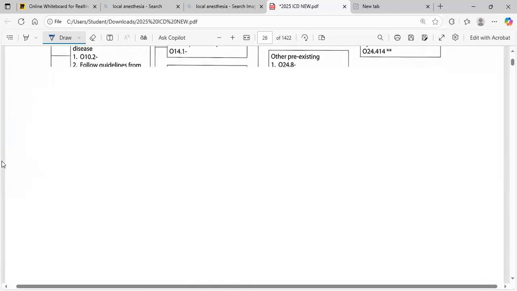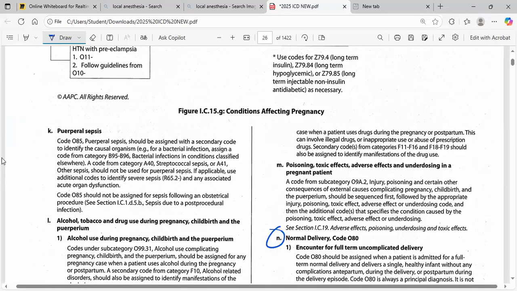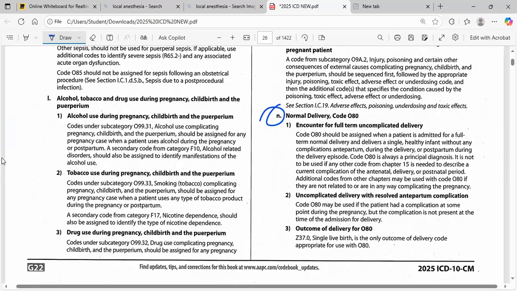Now let's try to find the code for the normal delivery. Here we have the guidelines for the normal delivery. If it is full term, after 37 weeks of pregnancy, and uncomplicated, with no issues at the time of delivery and no complications, in that case we are going to use a code from series O80.